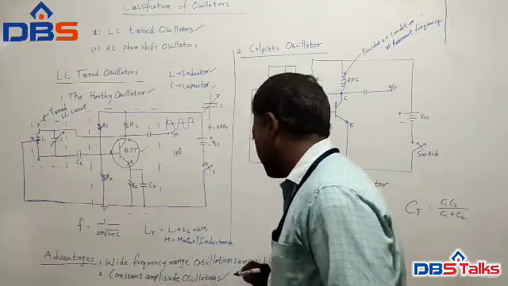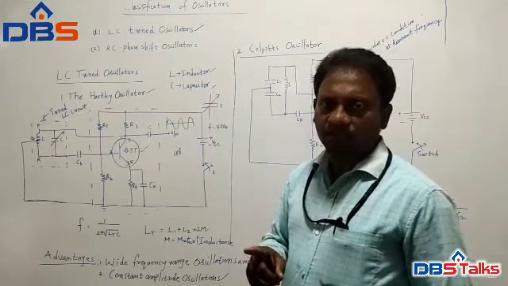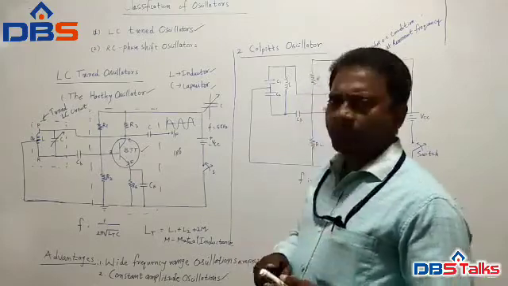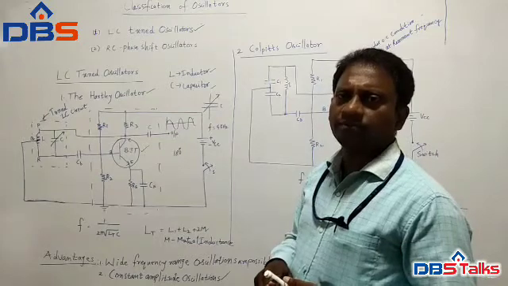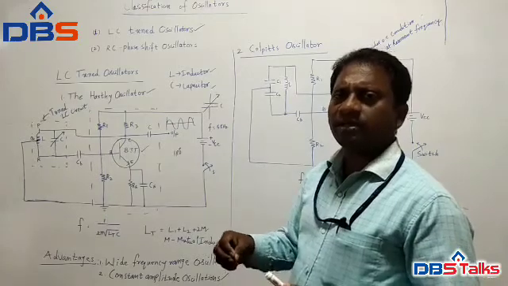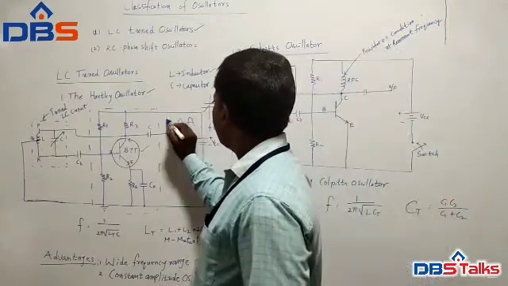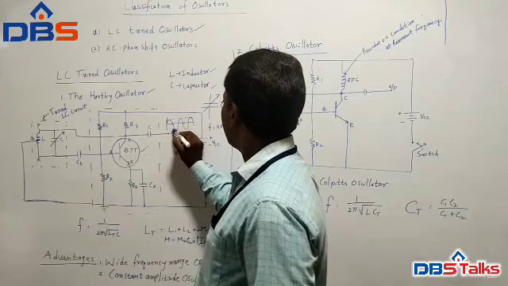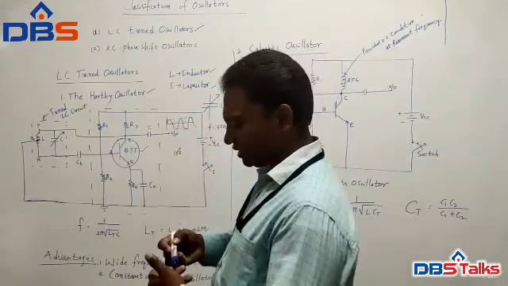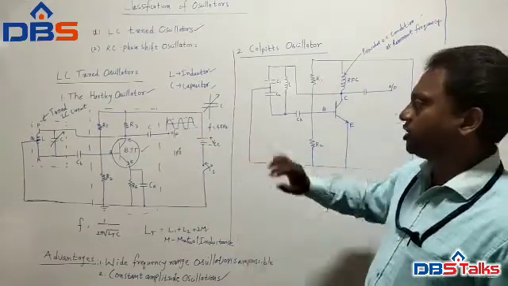Another important advantage is that it has constant amplitude oscillations. Sustained oscillations means two things have to be satisfied: the amplitude must be constant, and the frequency must be constant. Whenever these two are constant, we say it is a sustained oscillation. Amplitude constant means the output amplitude of the oscillator must be constant all the time. These two are provided by the Hartley oscillator.